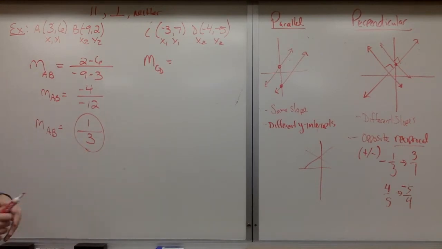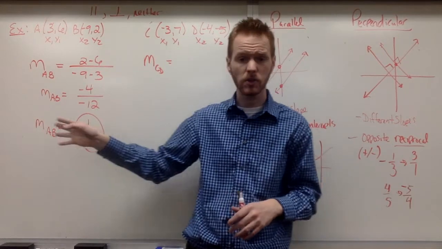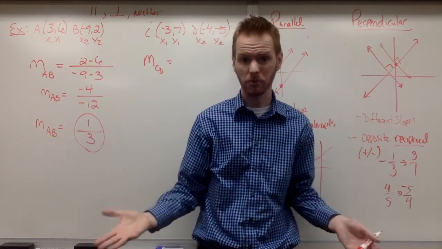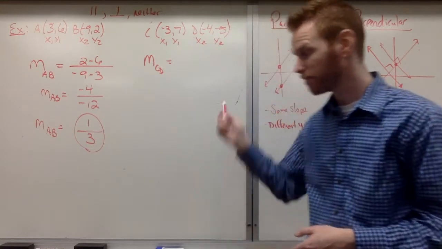Okay, that's the slope. Now, could you still say that 4 over 12 is the slope? Absolutely. There's nothing wrong with that. Reducing it is a benefit. You'll see why in this one.